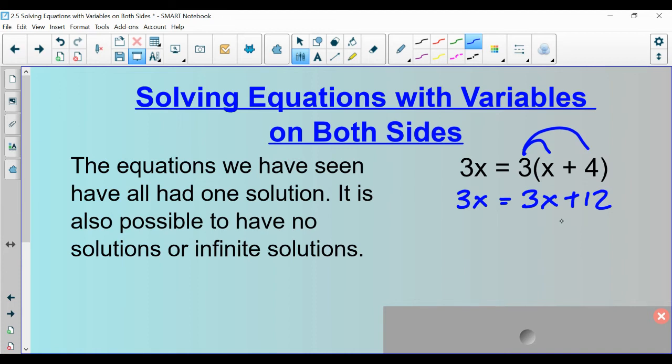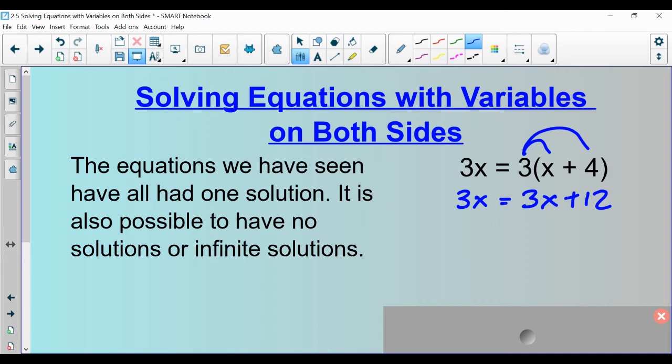The right side of this equal sign is always going to be 12 greater than the left side, right? If I plug in 1, I have 3 equals 3 plus 12. That's not true. 3 doesn't equal 3 plus 12. If I plug in 2, I would have 6 is equal to 6 plus 12. That's not true, right? This is always 12 greater. So there is no answer that would make this a true statement.